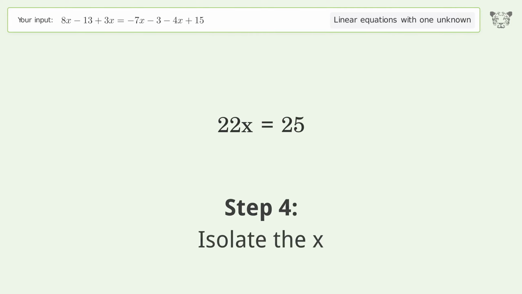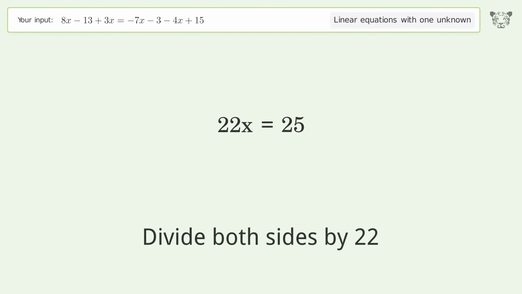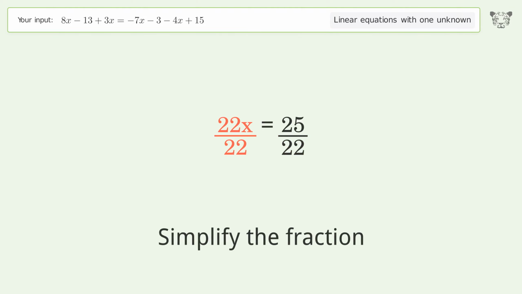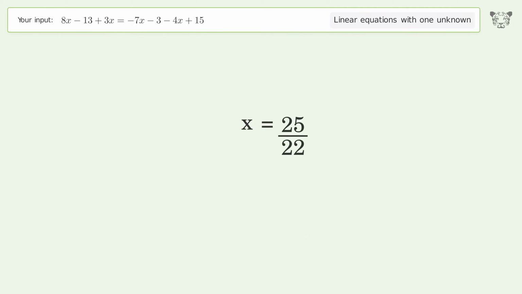Isolate the x. Divide both sides by 22. Simplify the fraction. And so the final result is x equals 25 over 22.